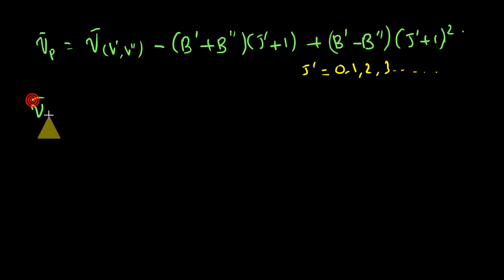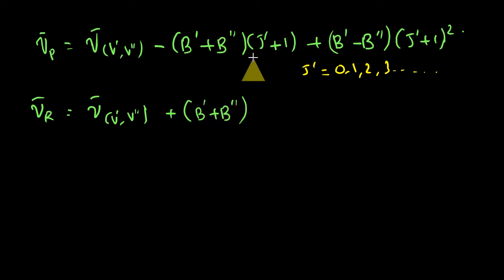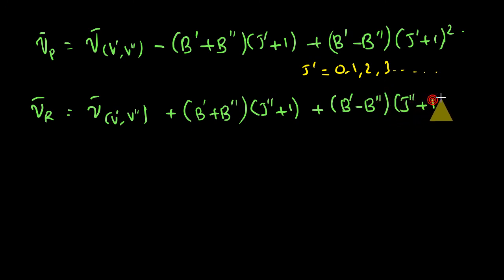nu bar r is equal to nu bar v prime v double prime plus b prime plus b double prime into j double prime plus 1, plus b prime minus b double prime into j double prime plus 1 the whole square, where j double prime is equal to 0, 1, 2, 3, etc. So these are the two expressions we already got.